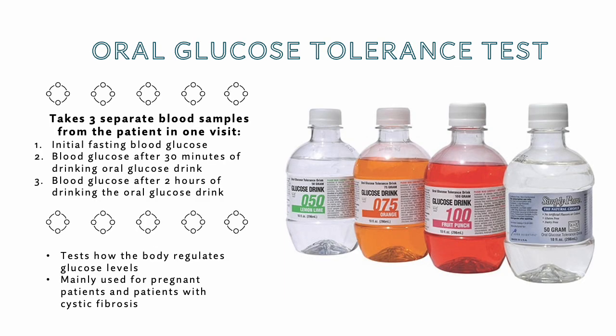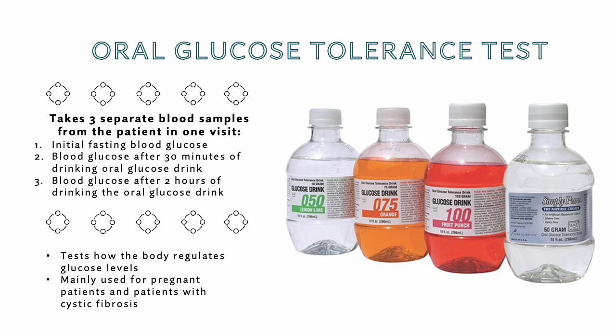So the oral glucose tolerance test, or OGTT, is probably best known as the test pregnant women take to check for gestational diabetes. But it's also really important for patients with cystic fibrosis. And here's why. In people with cystic fibrosis, the A1C test isn't always accurate. That's because cystic fibrosis can cause malnutrition and changes in red blood cell turnover, which can make A1C levels appear lower than they really are. So instead, we use the OGTT to get a better picture of how the body handles glucose.